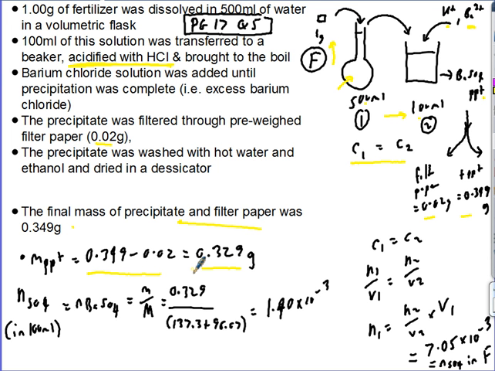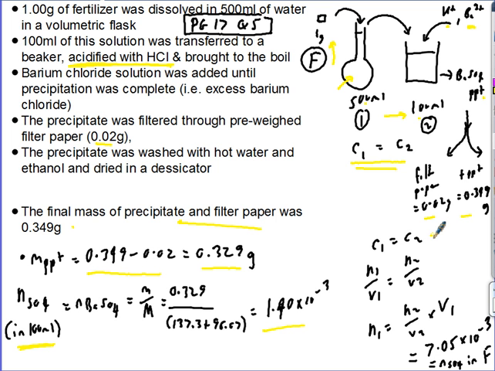We can then say that the moles of sulfate is equal to the moles of barium sulfate in the 100 mL, and therefore the moles of sulfate in the 100 mL is 1.40 by 10 to the minus 3 moles. Once again, because the two concentrations were equivalent, we can say that concentration 1 equals concentration 2, or n1 on V1 equals n2 on V2.